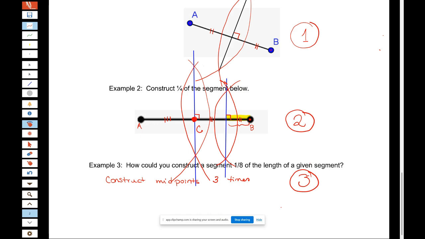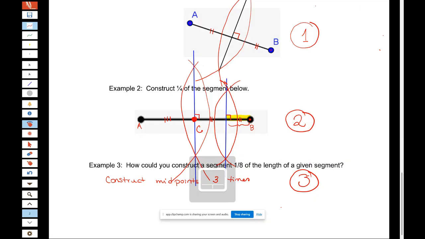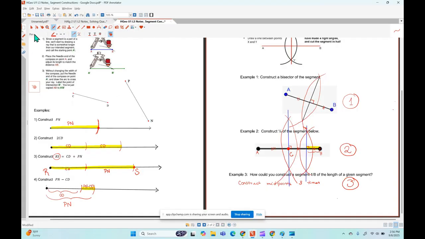All right, so that is the end of this lesson on constructions involving segments, which are copy and bisect. You can now work on the assignment, and then our next lesson will have to do with angles.